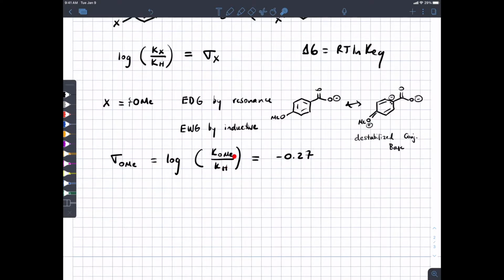Let me try that again. This is a ratio, and the log of that ratio is negative. Which is the bigger number, numerator or denominator?